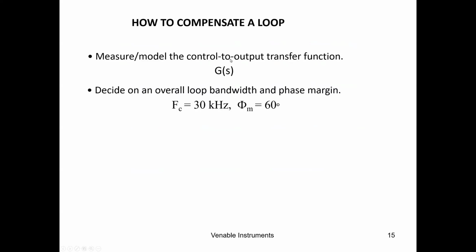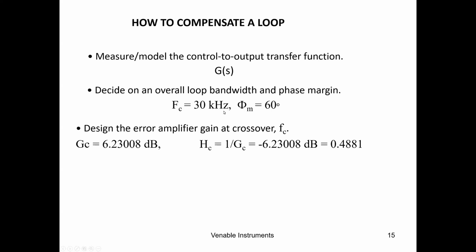Measure the controlled output. I'm going to set this to 30 kilohertz and a phase margin of 60 degrees. There's a reason for that, because I'm going to use a type 2. I might need to use a type 3 if I wanted a higher phase margin, but I'm just going to select the 60 for now.